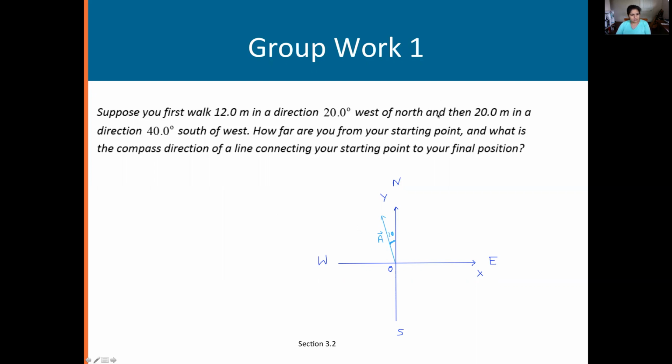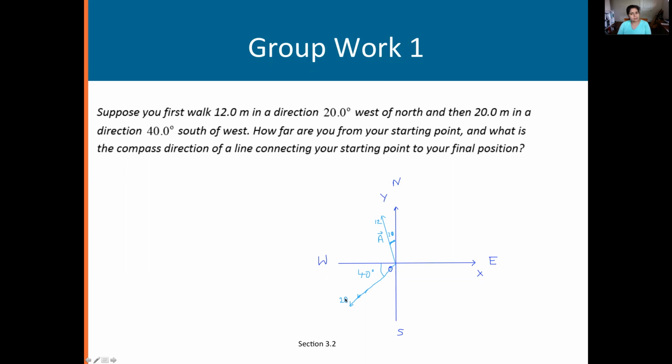Then 20 meters in a direction 40 degrees south of west. So this was 12 units, yeah? I'm just going to write the 12 here. 20 meters in a direction 40 degrees south of west. So I'm west, I need to go 40 degrees south of it. Something like this, you need to draw a straight line. And this angle here is my 40 degrees south of west. Yeah? And this line should be a little longer since it needs to be longer than the other one. And this is 20 units, 20 meters. Yeah?